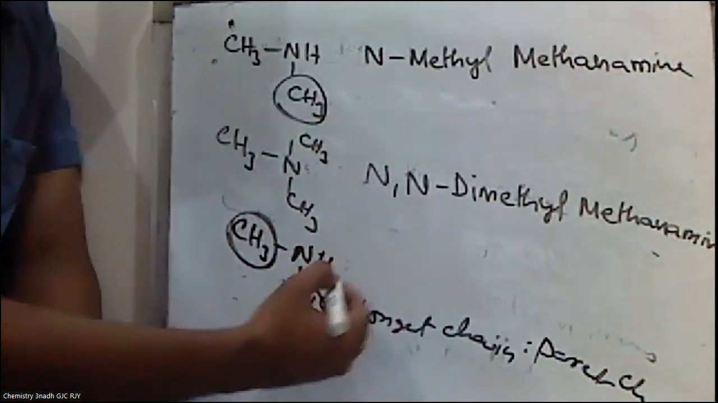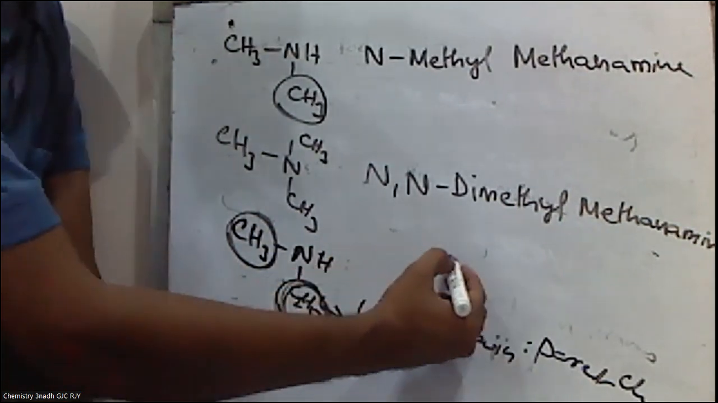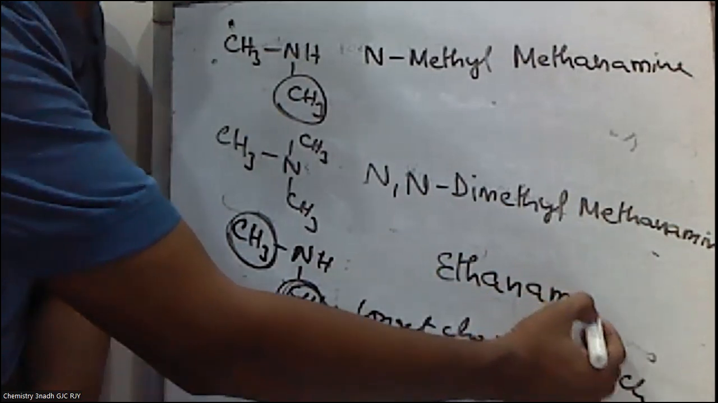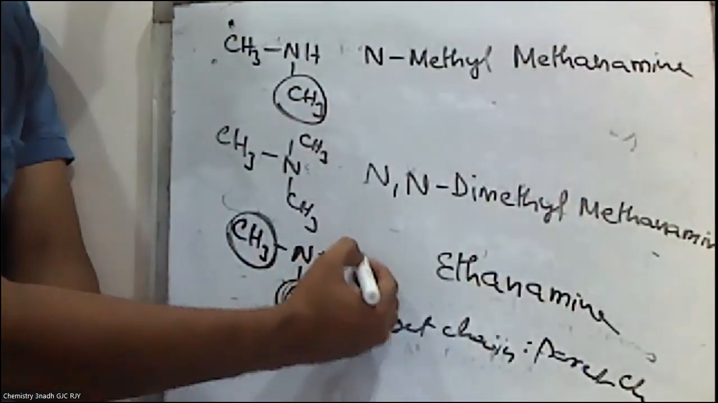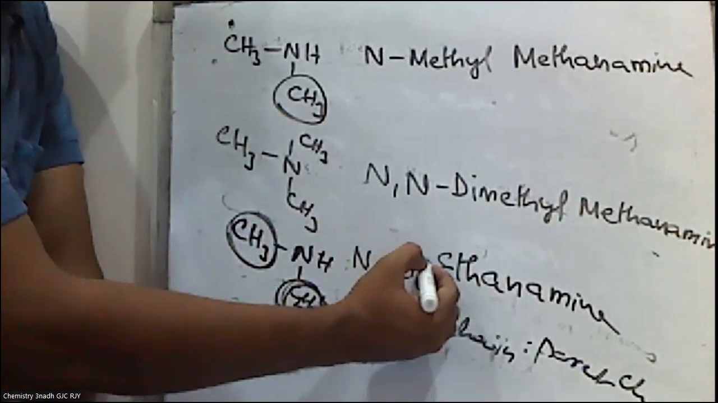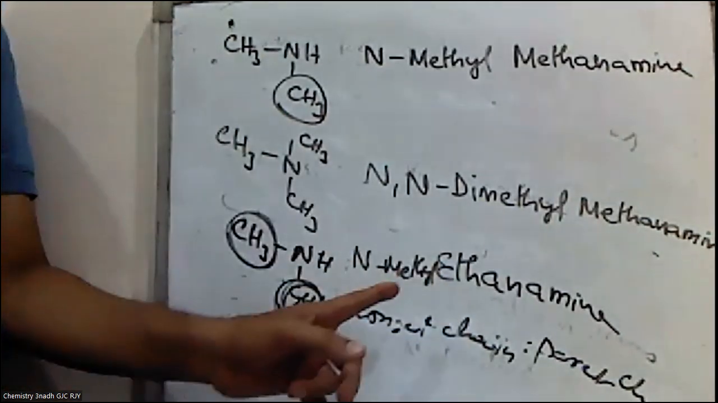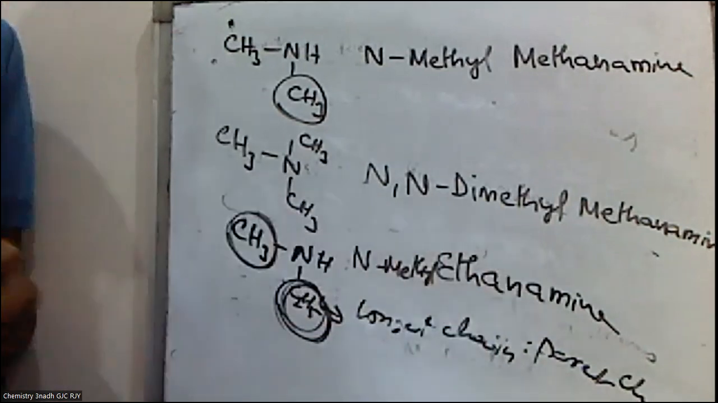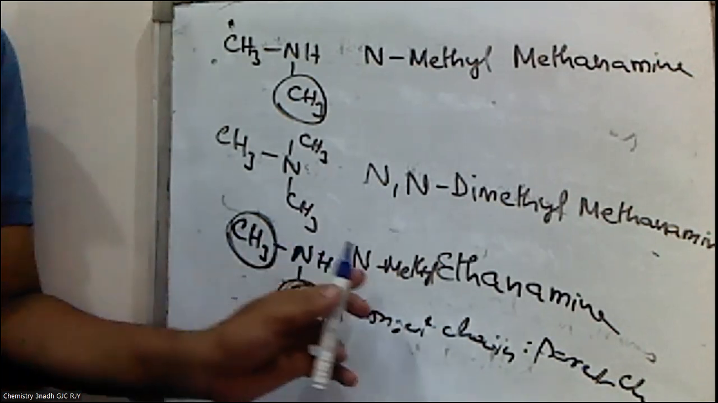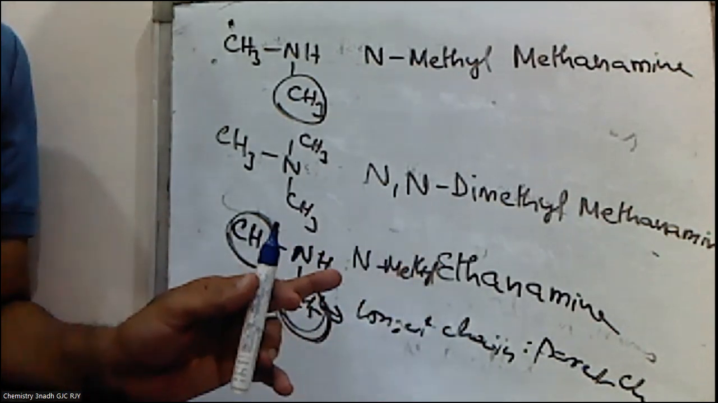That's why as two carbons are there, this is ethane amine, and there is one methyl group attached to the nitrogen. That's why it is N-methyl ethanamine. Its name is N-methyl ethanamine.